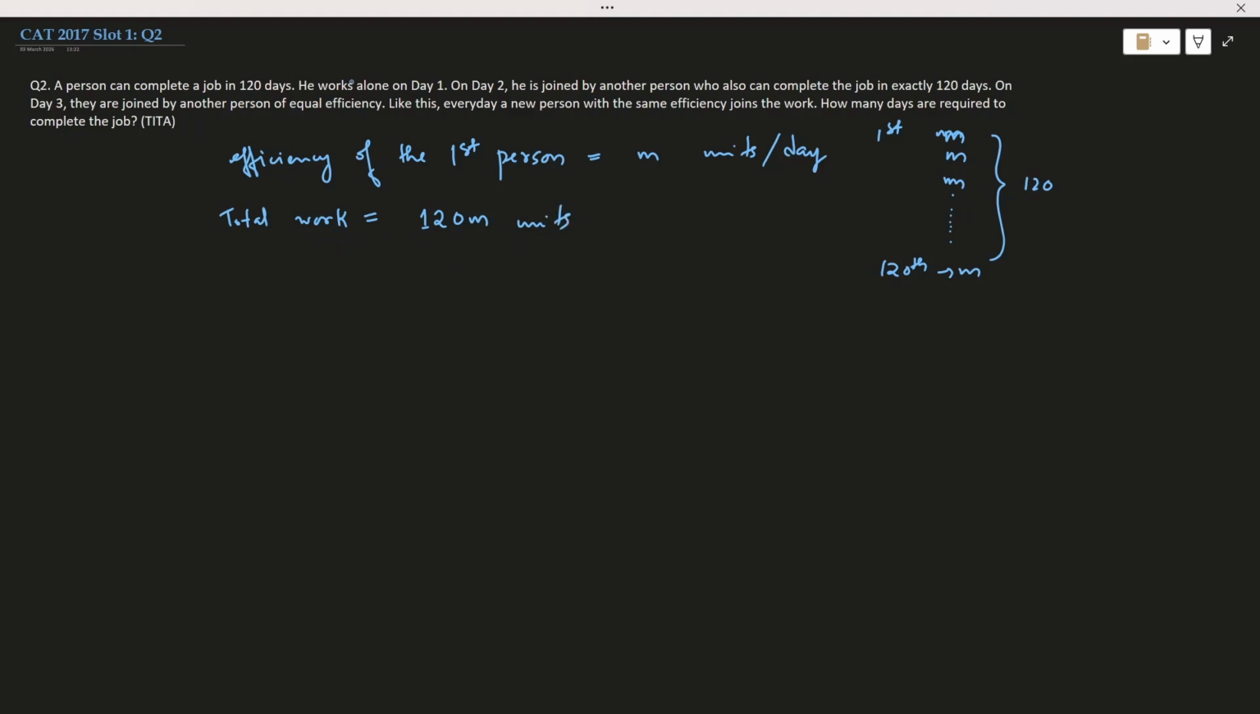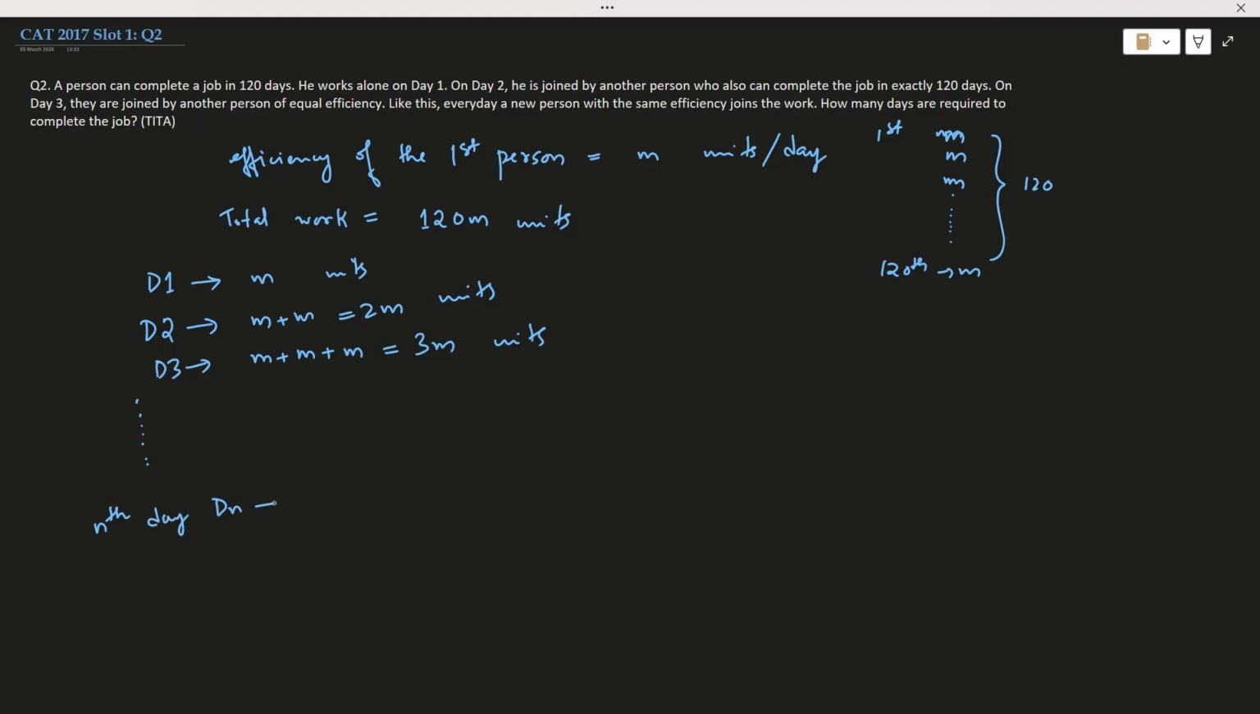All right guys, now as per the question, on day 1 only one person was working, so he will complete m units. On day 2 two people are working of the same efficiency, so m plus m, 2m. On day 3 three people are working and all three of them have the same efficiency, so it will be 3m. M units of work is completed, 2m units, and then likewise 3m units, and so on. Let's say after the nth day the work gets completed.